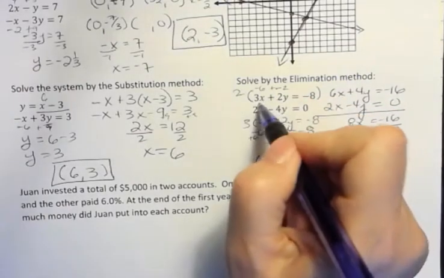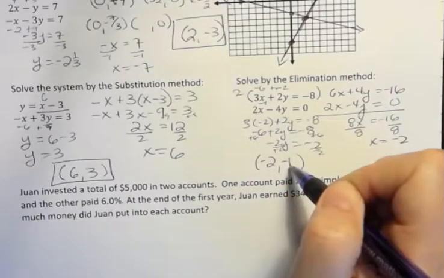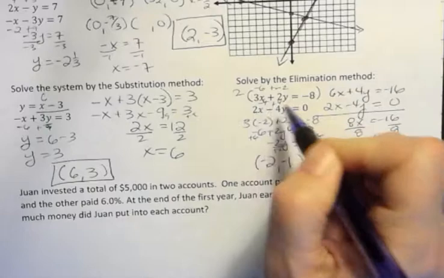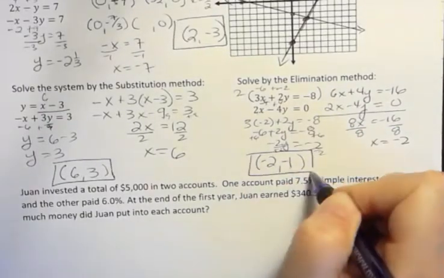2 times negative 2 is negative 4. Negative 4 times negative 1 is positive 4. Negative 4 and positive 4 equals 0. And that is that one.